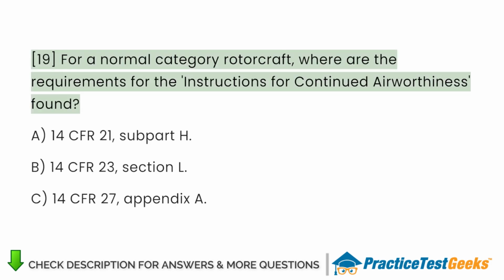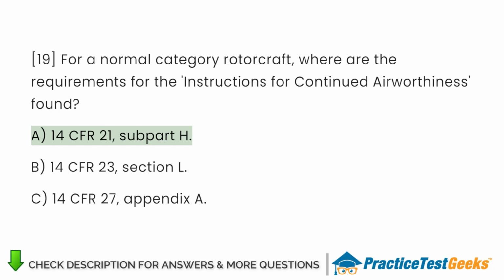For a normal category rotorcraft, where are the requirements for the instructions for continued airworthiness found? A. 14 CFR 21, subpart H. B. 14 CFR 23, section L. C. 14 CFR 27, appendix A.